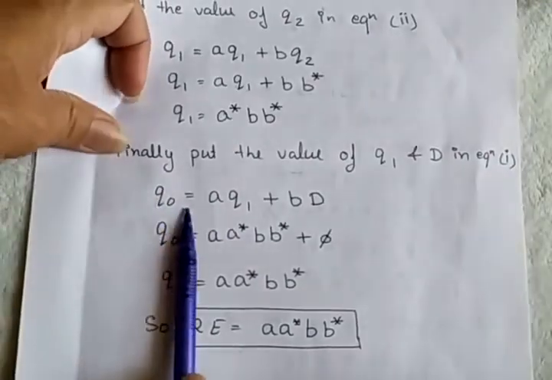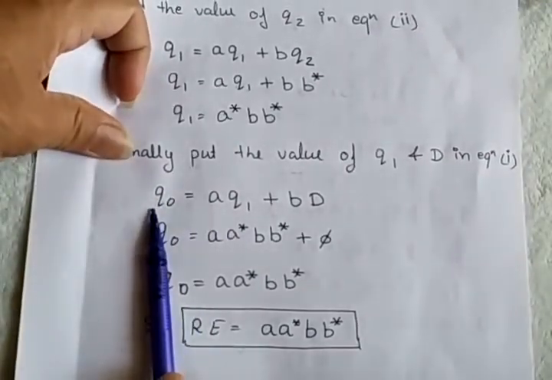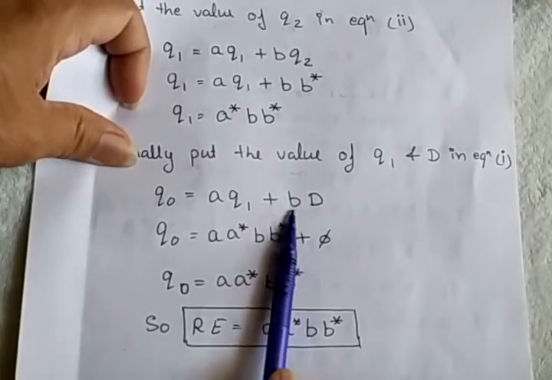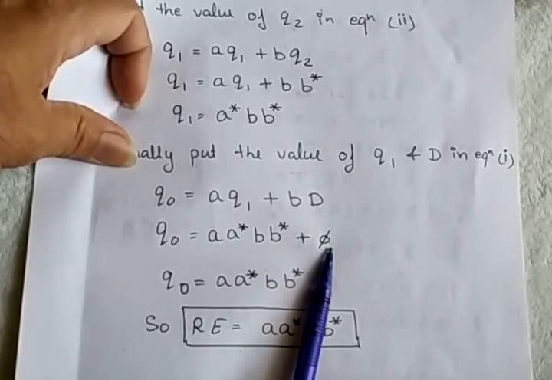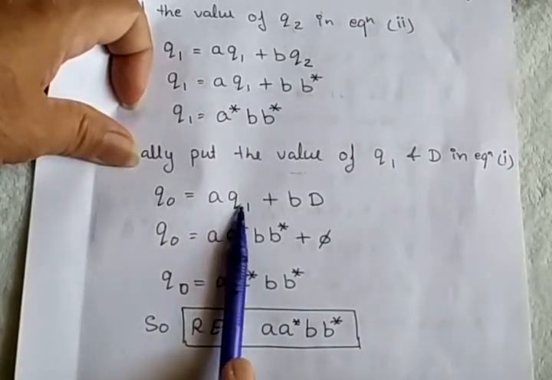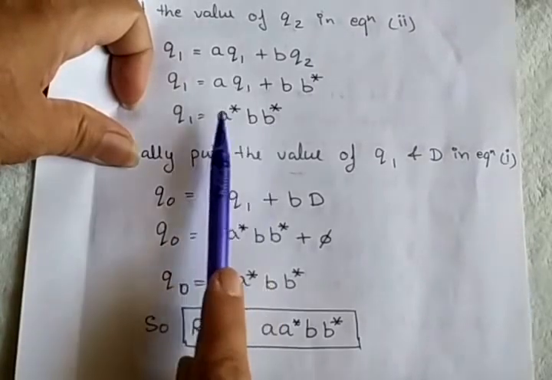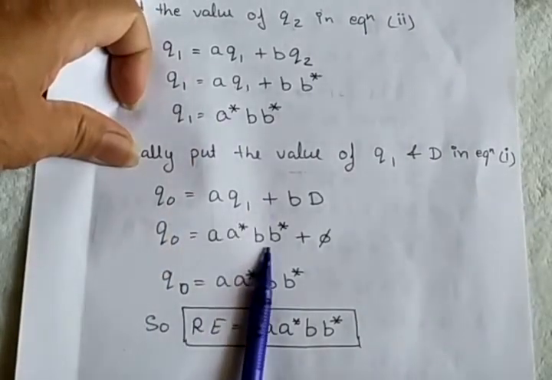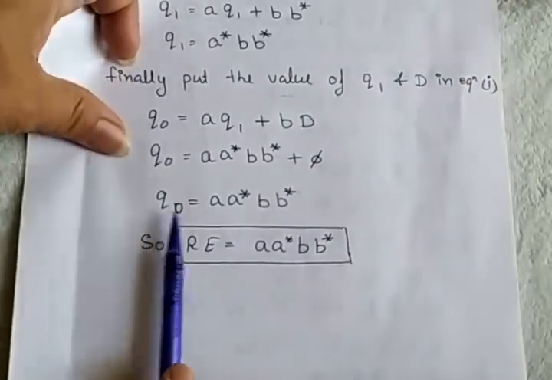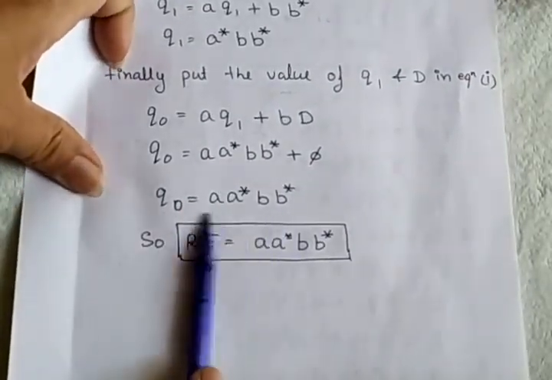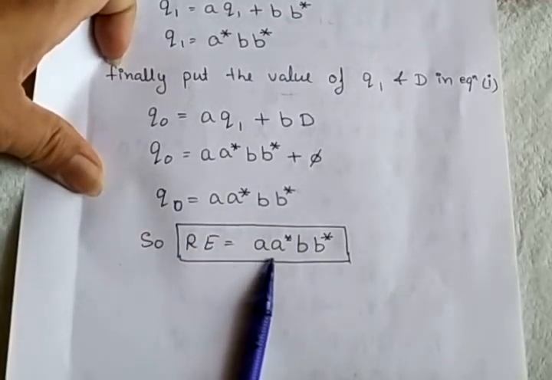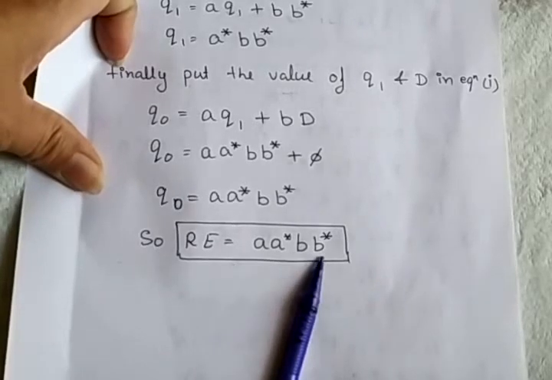This is the equation number 1. This is Q0 is equal to AQ1 plus BD. Put the value of D. The entire term will become phi. Okay, so the value of Q1 is this. When we put this value here, then Q1 will become this. So sorry, Q0 will become this. So Q0 is equal to A star, B star. So the regular expression will be A star and B star.